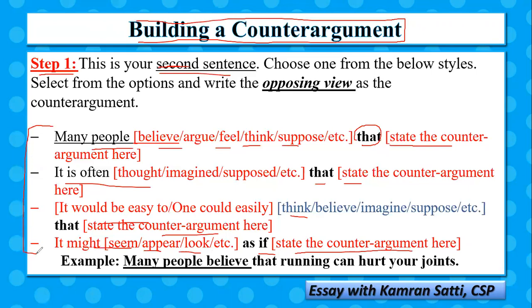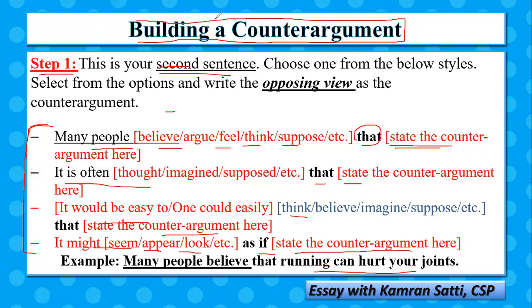These are just four examples of a topic sentence. Remember we discussed that in a body paragraph the first sentence is the topic sentence. Now in a counter argument paragraph, the first sentence is also a topic sentence, but in that topic sentence you state the counter argument. These are just four ways in which you can state the counter argument. There can be many other ways you can introduce a counter argument. For example, many people believe that running can hurt your joints. Just keep this in mind and we will discuss the next step.